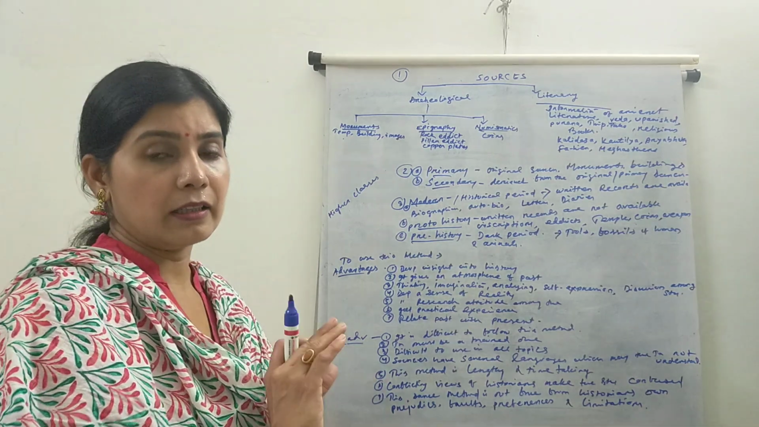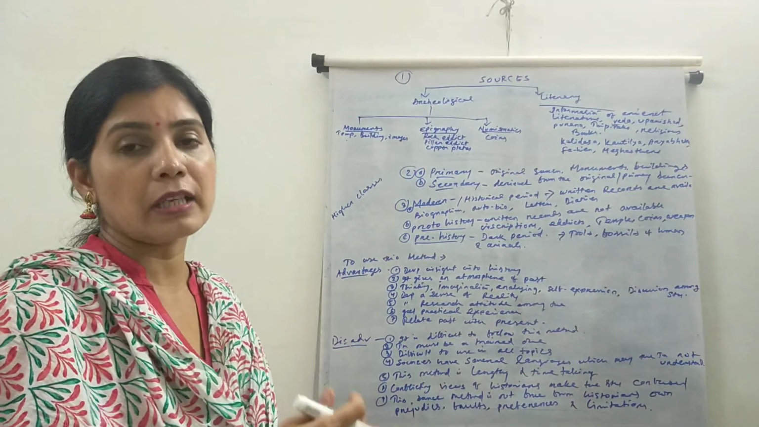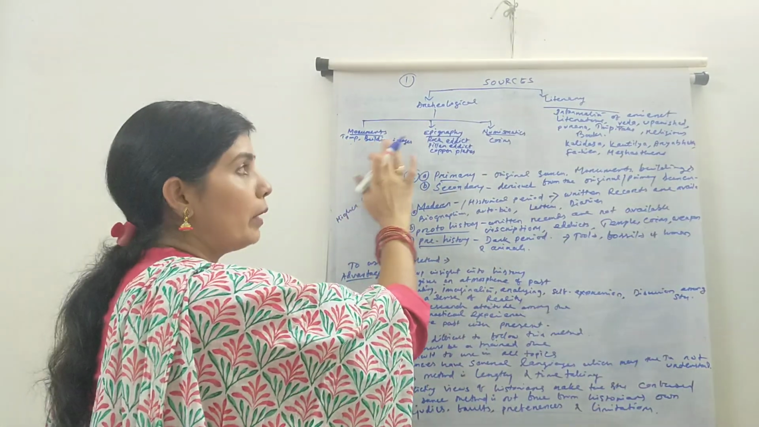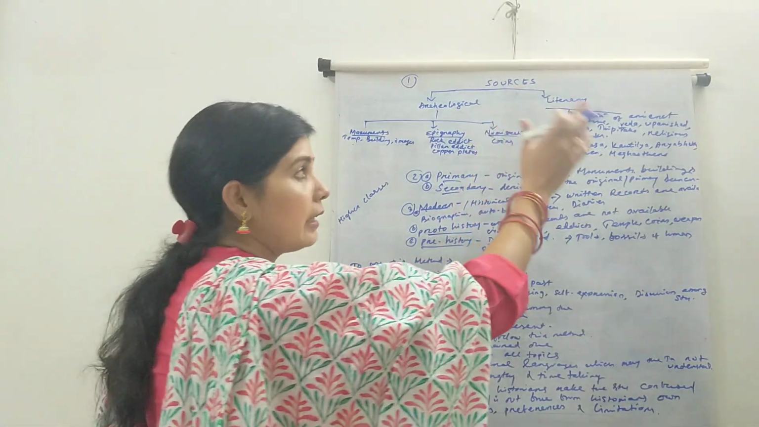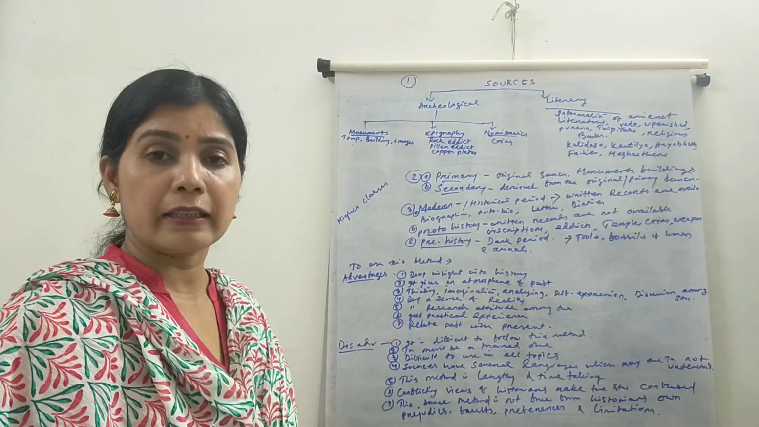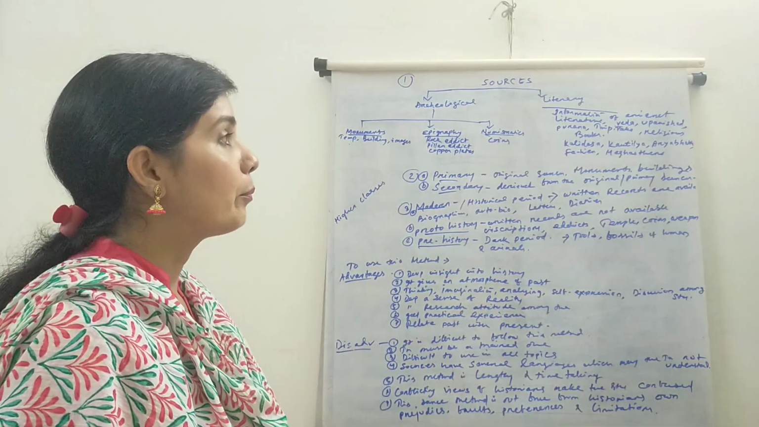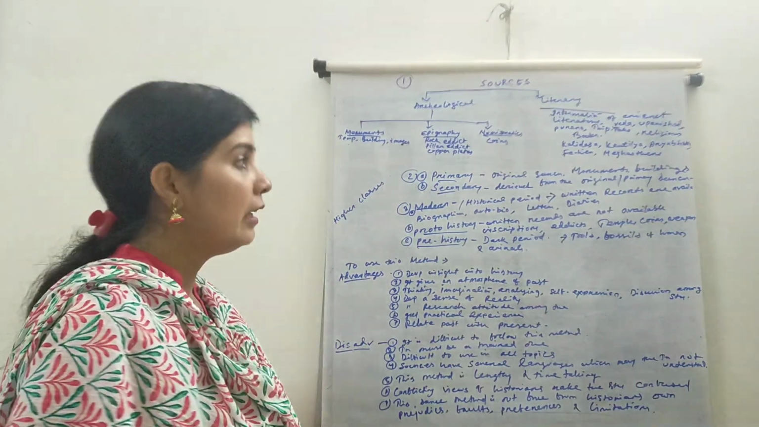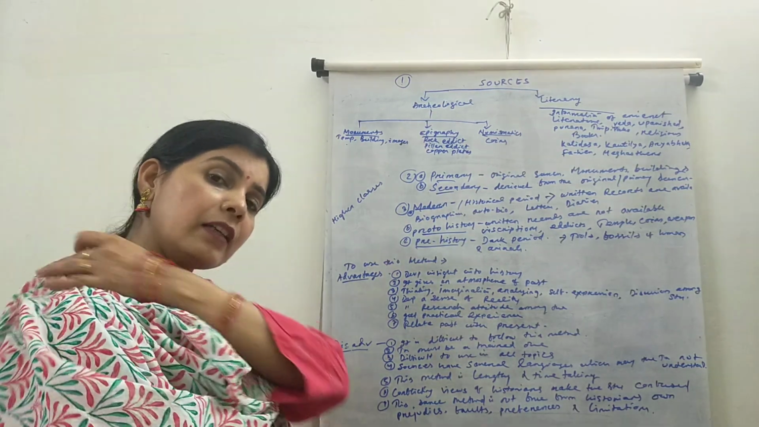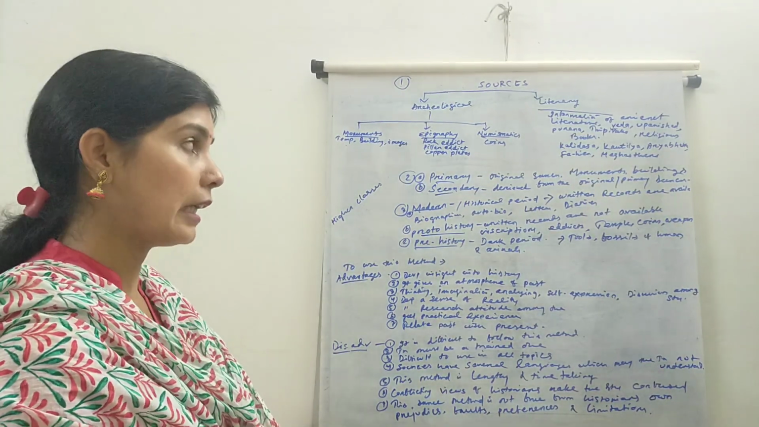First, historians divide sources into two types, archaeological source and literary source. Archaeological source contains monument, epigraphy and numismatic, and literary source contains the books or the diaries, the Purana and our Veda, Upanishad, etc. Then again these sources are divided into two types. First is primary source and second is secondary source.